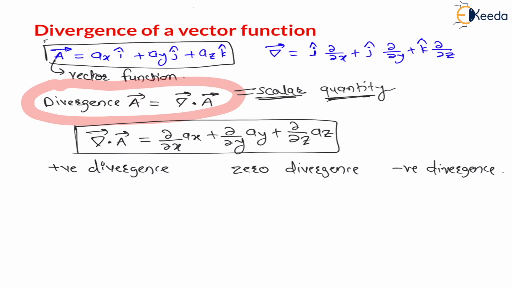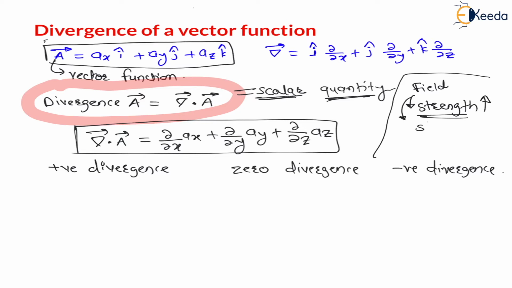See, first of all we have to understand the field, we have already seen the field, right? Now my dear students, for this field, if the strength of field increases, then it is positive divergence. If the strength of field is the same, constant, then it is zero divergence. And if the strength of this field decreases, then it is a negative divergence. To represent strength, in previous lectures we have seen that if arrow length increases, then strength increases, and if arrow length decreases, strength decreases, and if arrow length remains same, the strength is same.